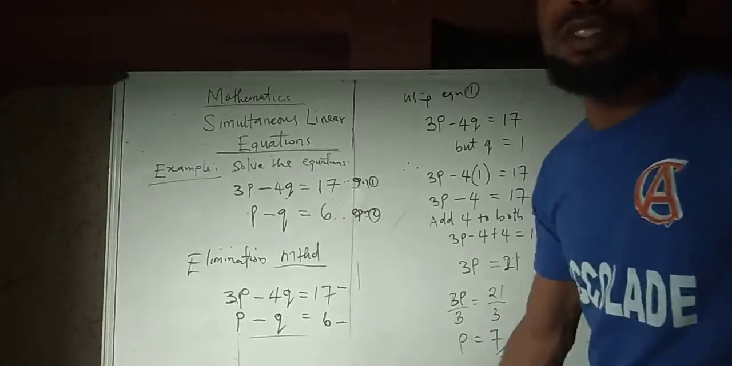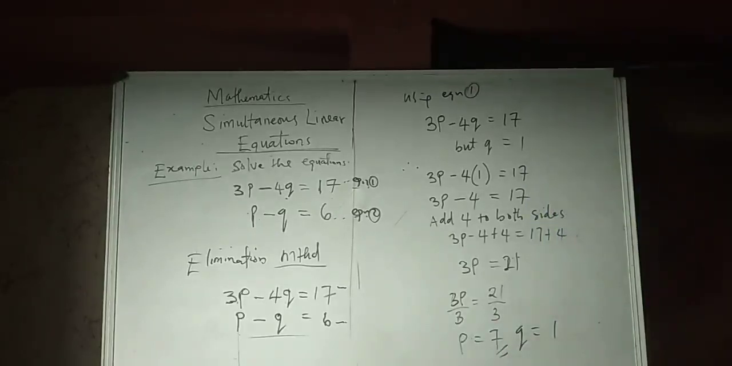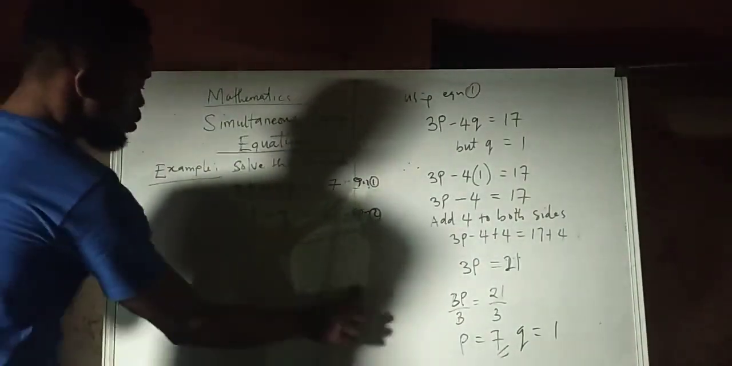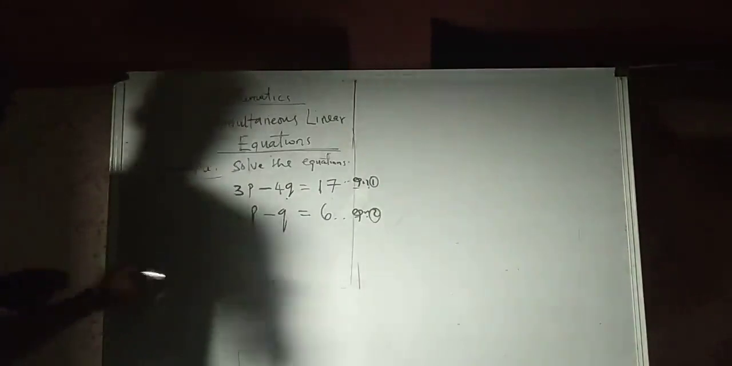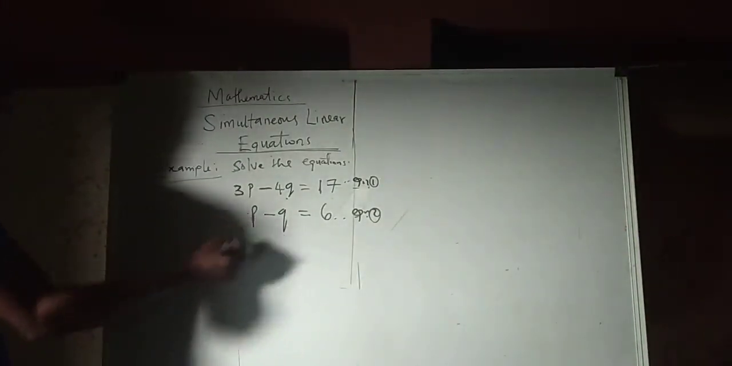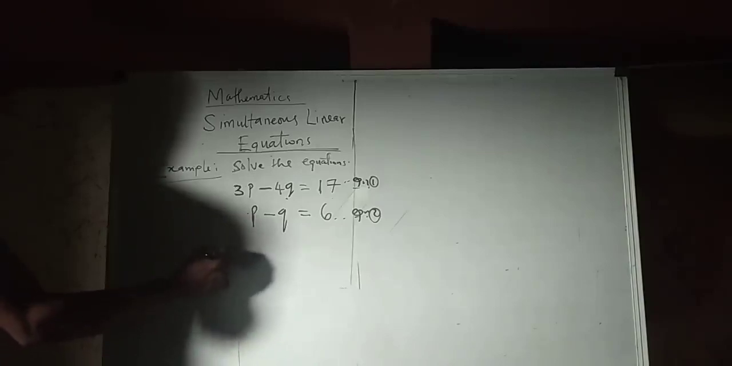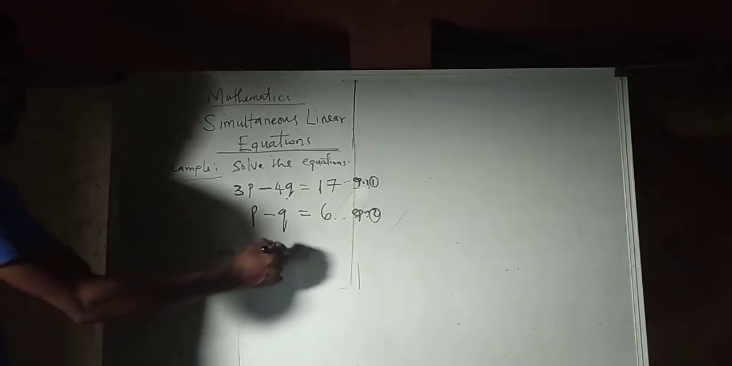So let's also solve this using substitution method. I do have time. Let's do that using substitution method. Now, in using substitution method for this problem, we need to make one of the variables the subject of the formula in one of the equations. Now, just watch what I'm going to do. I'll explain why I did it.